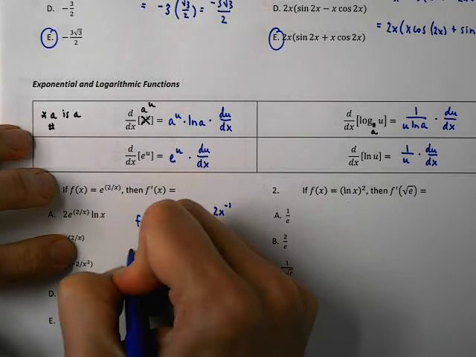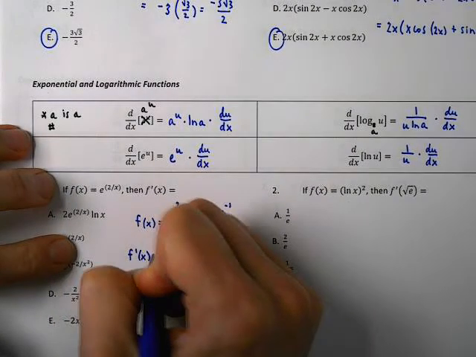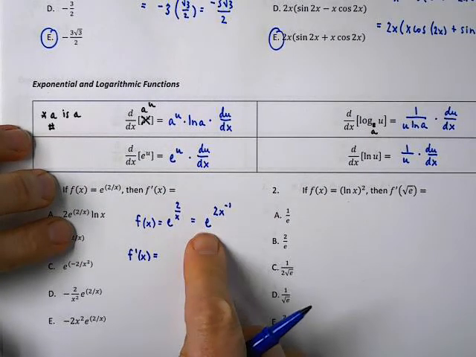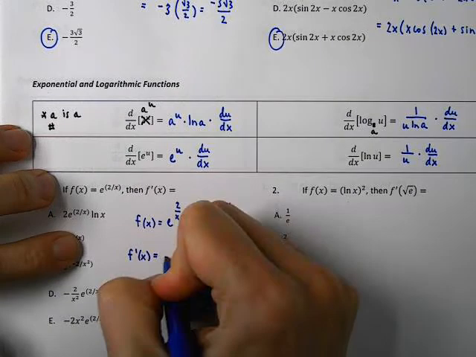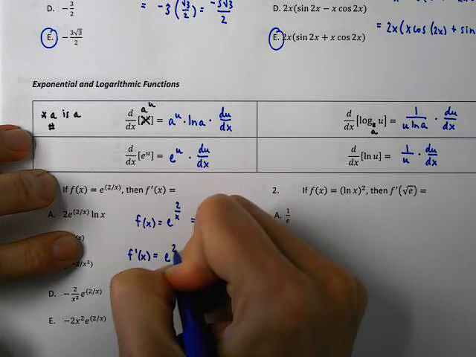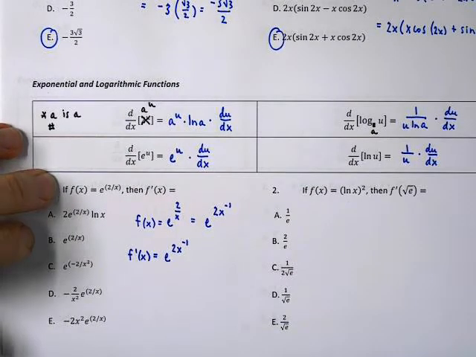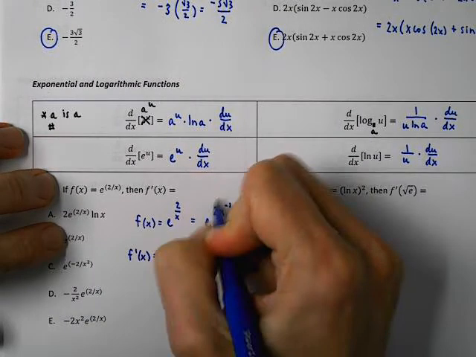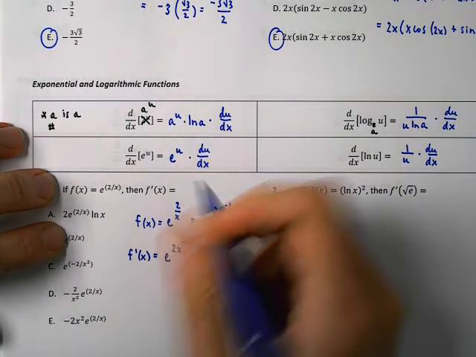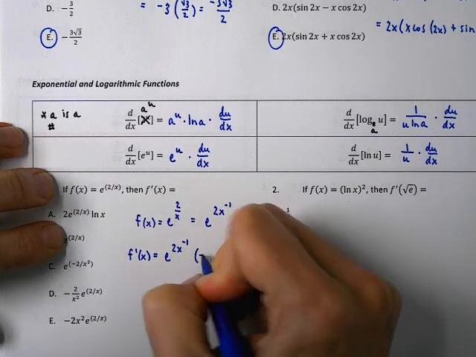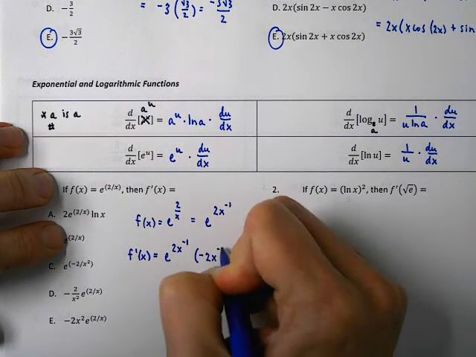So when I go to find my derivative, I know the derivative of e to the whatever is just e to the whatever. In this case, it's e to the 2x to the negative first, I should say. And then I'm going to take the derivative of that exponent. So I'm going to use power rule here. So I have negative 2x to the negative 2.